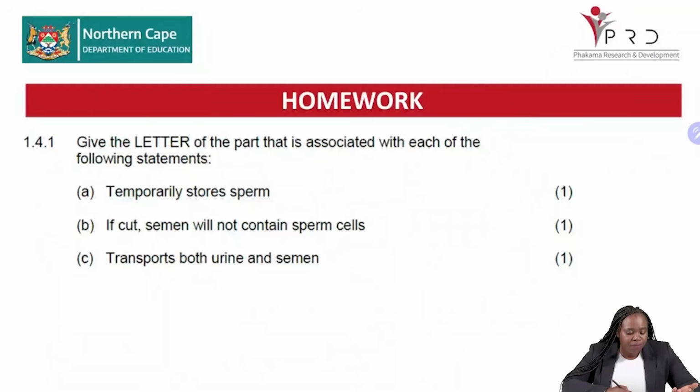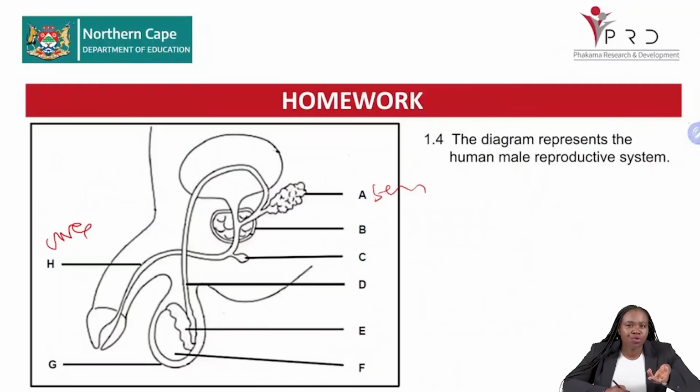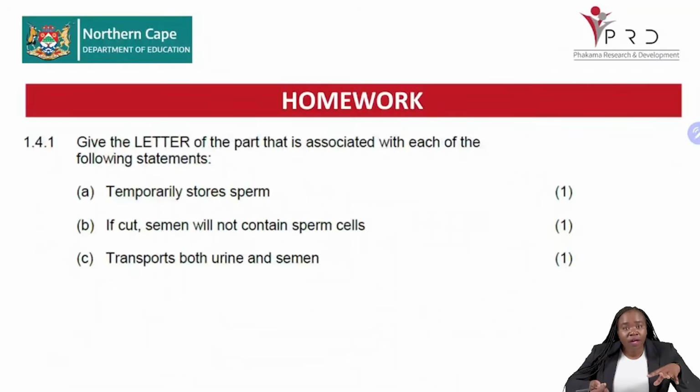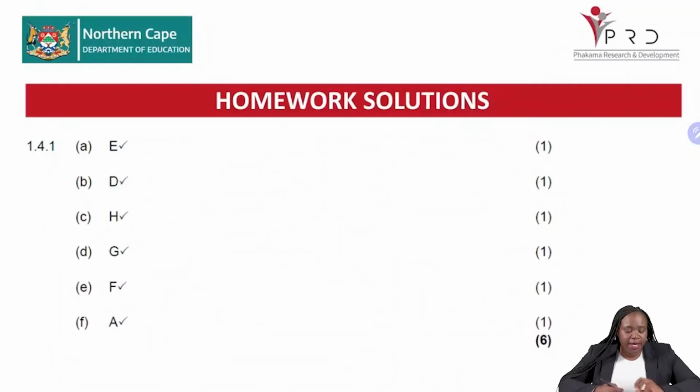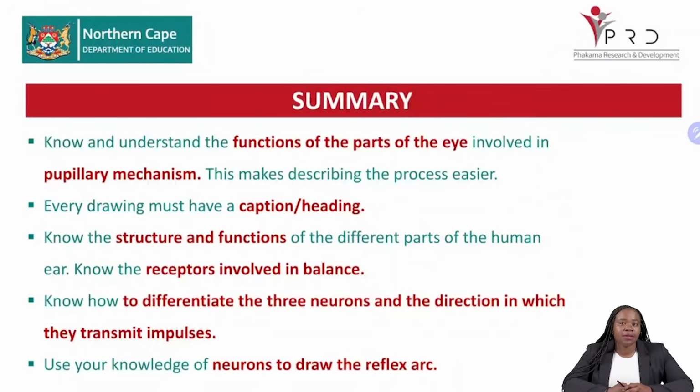Now, 1.4 here, we have questions whereby you just have to give the letter, not even the name, but just the letter. So if it says temporarily stores sperm, now you know all these labels, but you don't know their functions. It means that you will not be able to say, okay, part C is the one that temporarily stores sperm. So know the labels and know the functions of the different parts. So you have 6 marks, whereby you just give the letters. In the next exam, it might say give the letter and the name. Right. So you are going to go through that, and then the answers will be discussed in the next lesson.